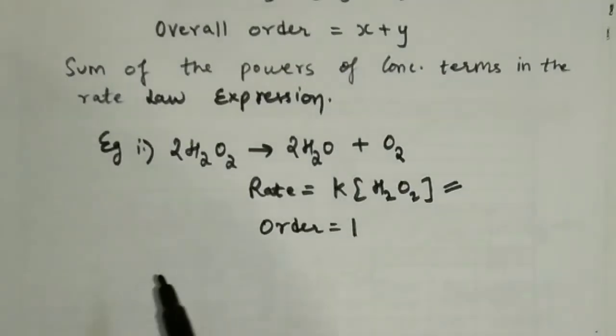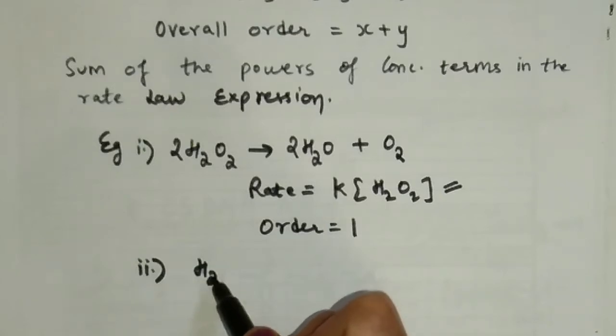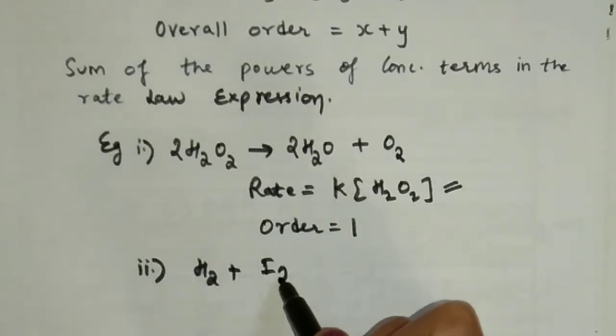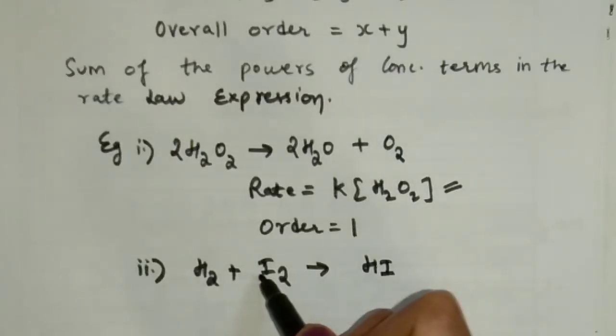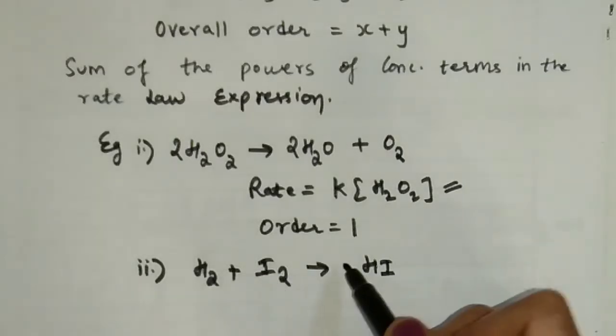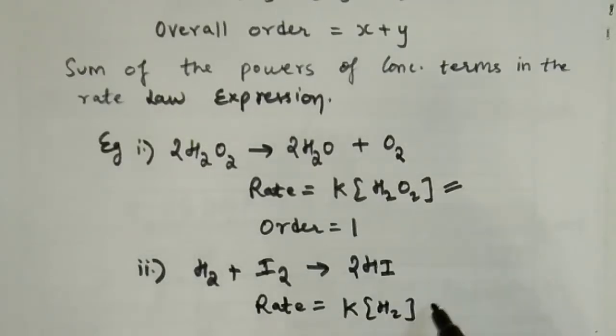Now, one more example we have where hydrogen gas combines with iodine gas to form HI, which is also a gas, and to balance it we write 2 here. The experimentally determined rate law for this particular reaction is written in this way. Rate is given by K, concentration of H2, concentration of I2.